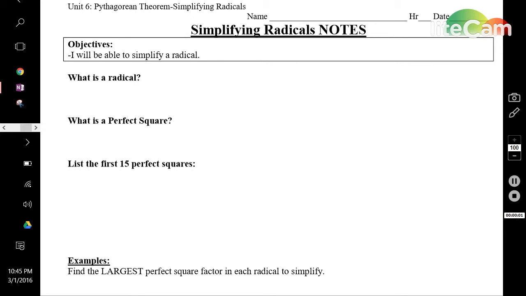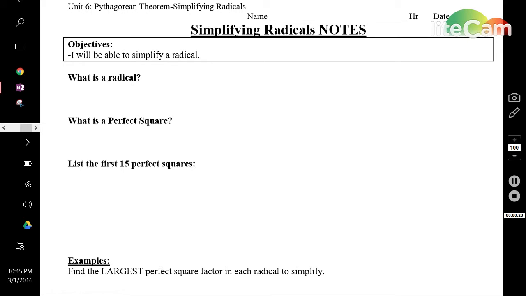In this video, you will be learning about how to simplify a radical. That is your one and only objective during this lesson. Simplifying a radical has to do with perfect squares, and most of the perfect squares you've learned about before. You may even have the first 15 memorized, which will help you tremendously. If you don't, though, we'll go over that a little bit later.